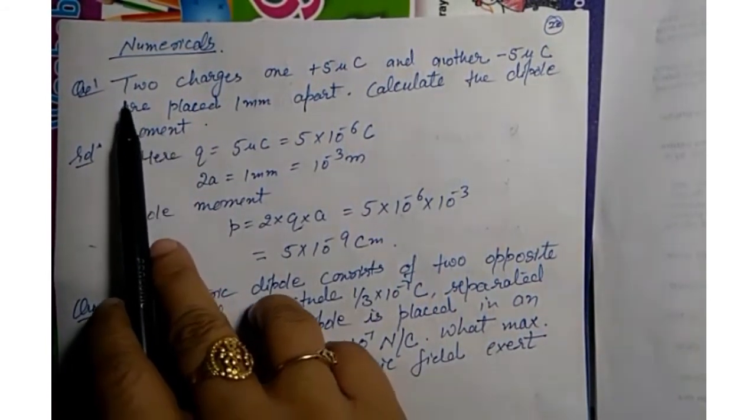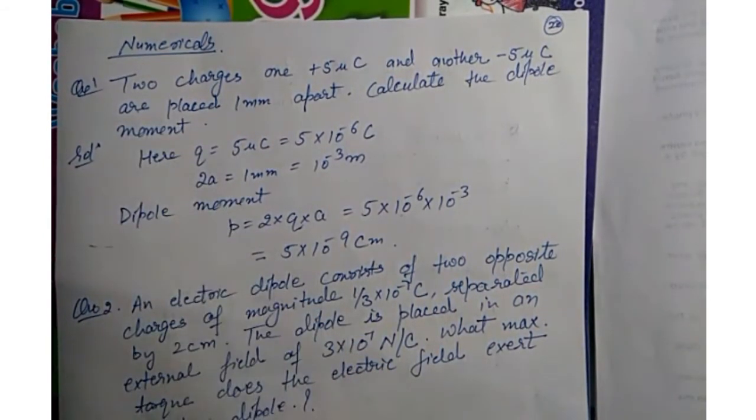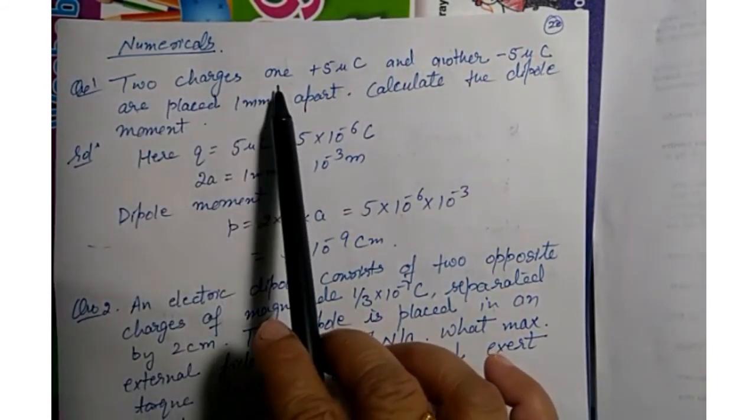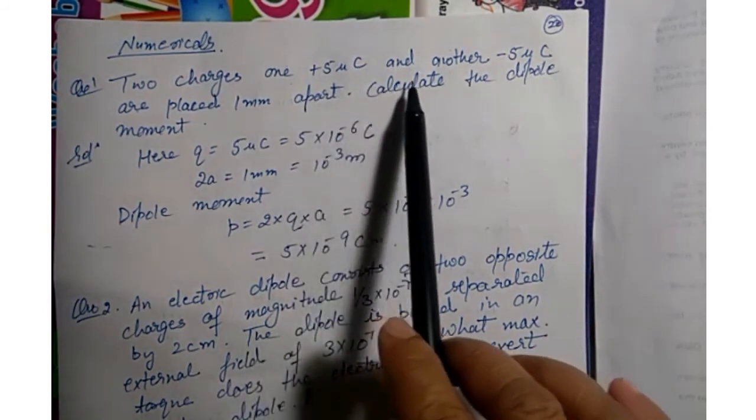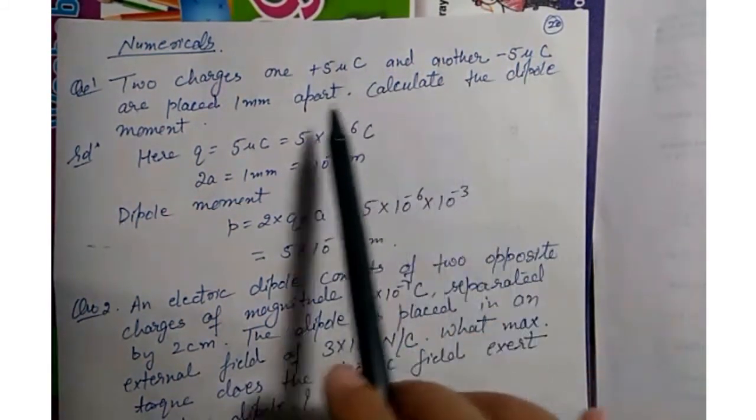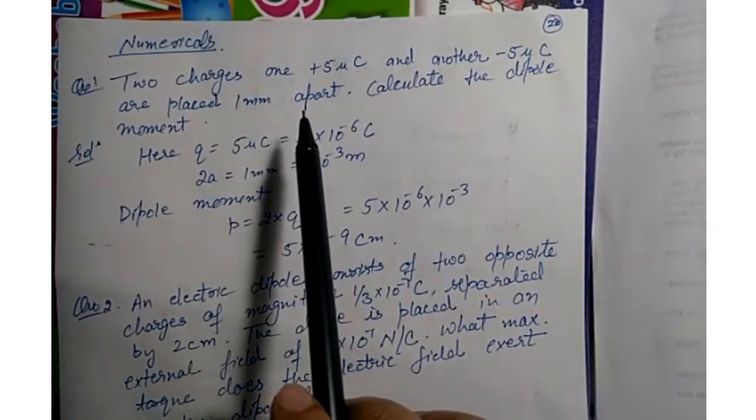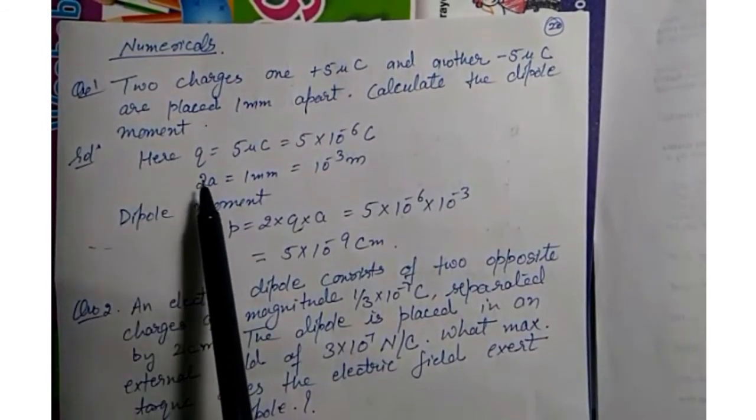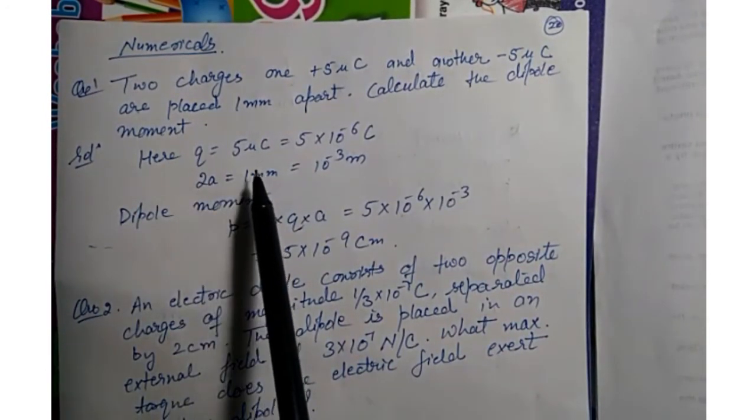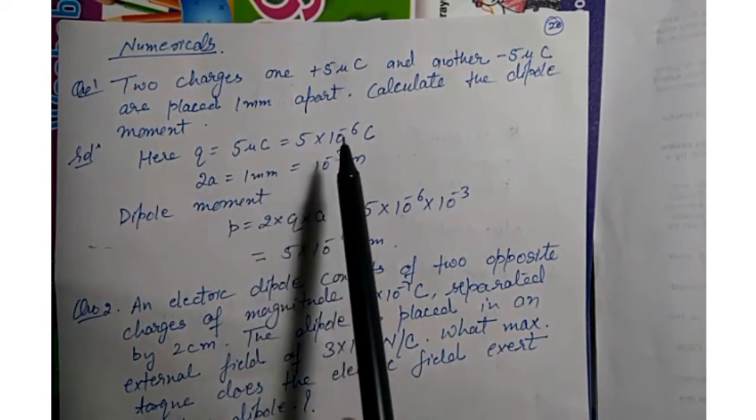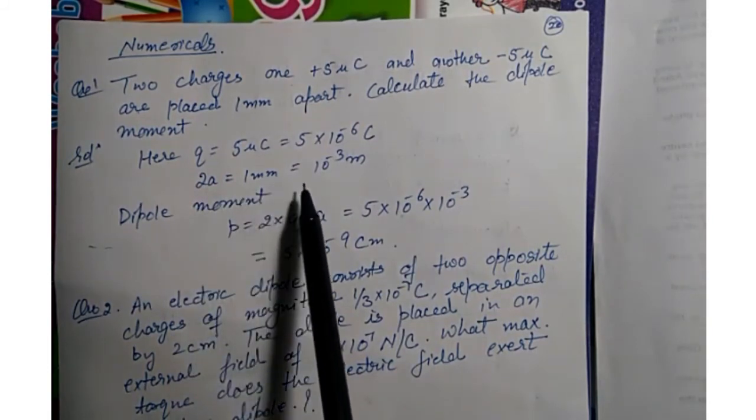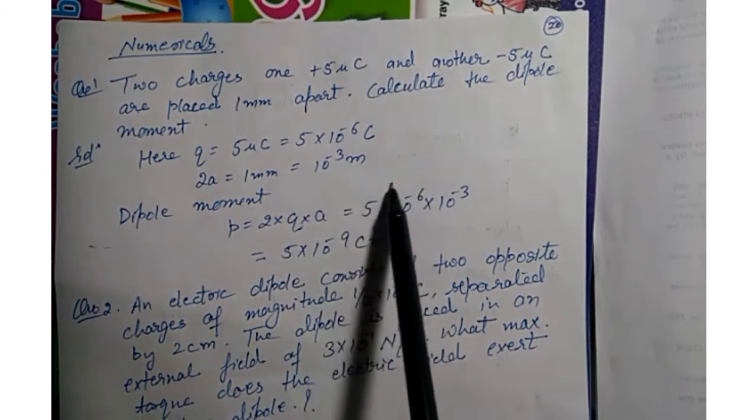Students, now let us solve numerical problems based on the electric dipole. The first numerical: two charges, one of plus 5 microcoulomb and the other minus 5 microcoulomb, are placed 1 millimeter apart. Calculate the dipole moment. Here the given quantities are: charge is 5 microcoulomb, that is 5 into 10 raised to power minus 6 coulomb, and the separation is 1 millimeter, equal to 10 raised to power minus 3 meter.